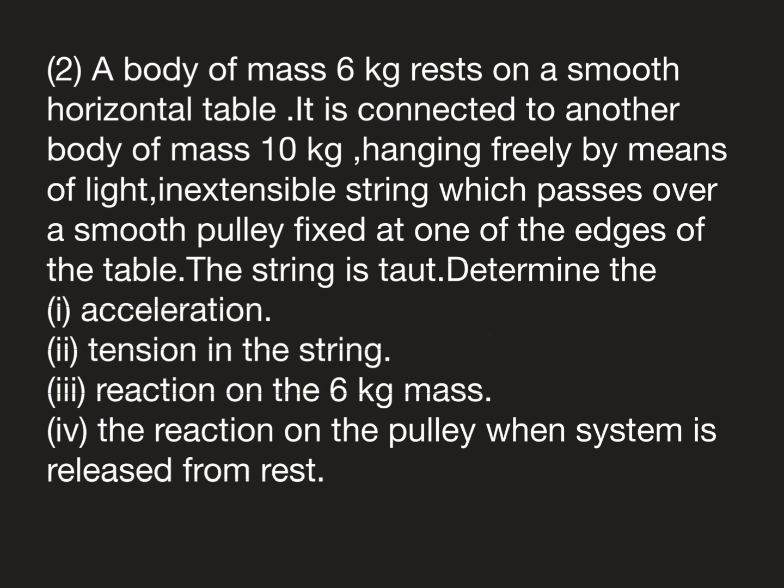Welcome back. We have a connected particle problem here, and it reads: a body of mass 6 kilograms rests on a smooth horizontal table. It is connected to another body of mass 10 kilograms hanging freely by means of a light inextensible string which passes over a smooth pulley fixed at one of the edges of the table. The string is taut. Determine the acceleration, the tension in the string, the reaction on the 6 kilogram mass, and finally the reaction on the pulley when the system is released from rest.